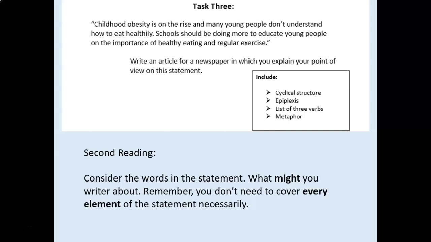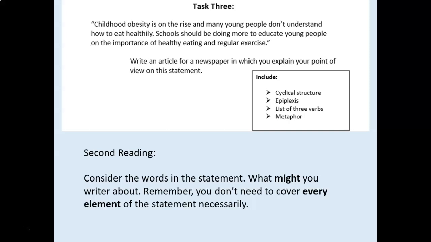Okay, so it says child obesity is on the rise and many young people don't understand how to eat healthily. Now you could zone in on that straight away. Maybe you think that young people do understand how to eat healthily, but there are other things stopping them from doing so. Maybe it's the food that's on offer in schools. Maybe it's the problem with the way unhealthy products are advertised, for instance. These are the different things that you could include.